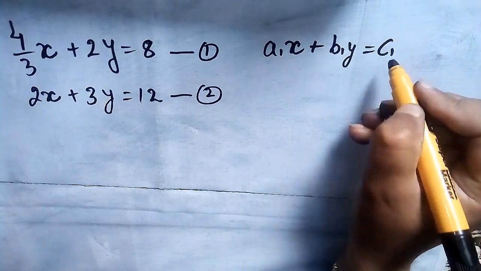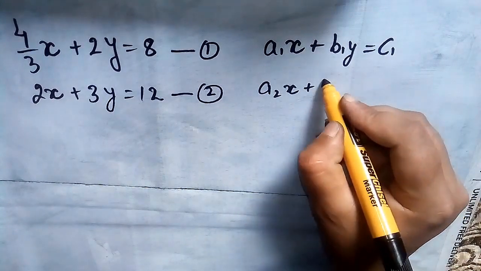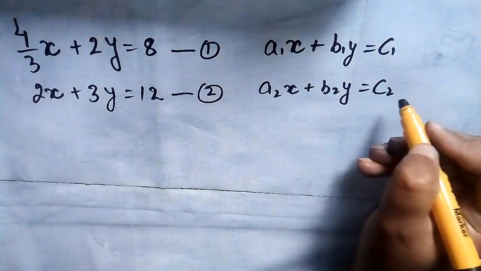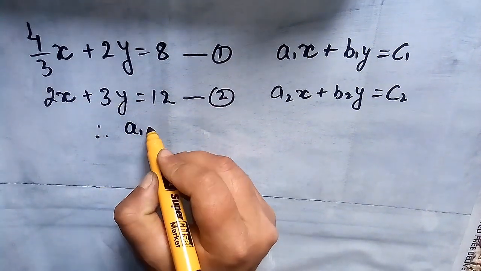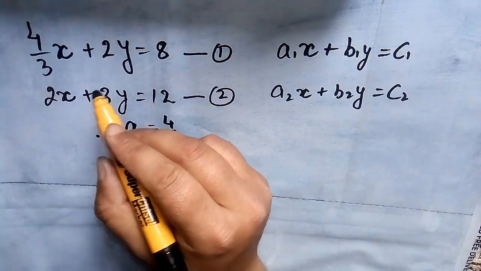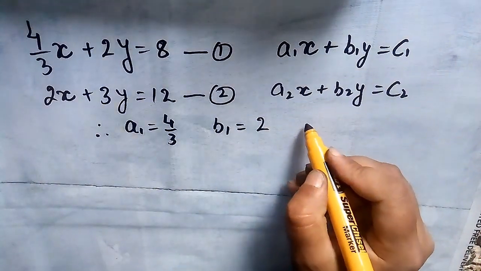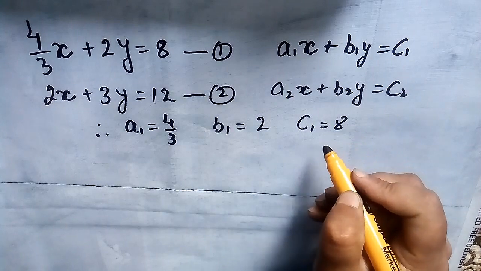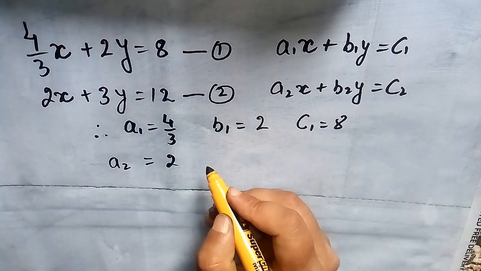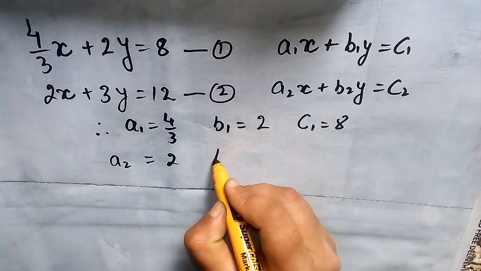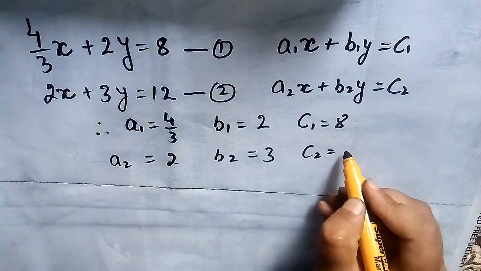So standard forms are a1x plus b1y equals to c1 and the second equation is a2x plus b2y equals to c2. Now you can see from the first equation a1 equals to 4 upon 3 because both are the coefficients of x, and b1 equals to 2 and c1 equals to 8. And from the second equation a2 equals to 2 and b2 equals to 3 and c2 equals to 12.